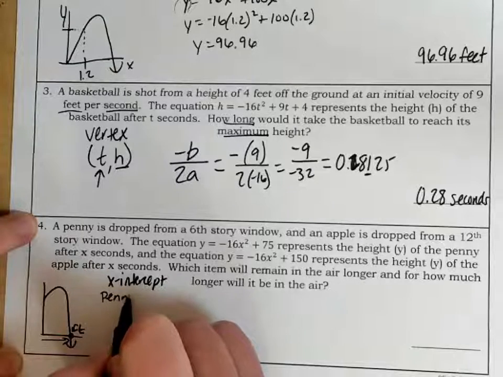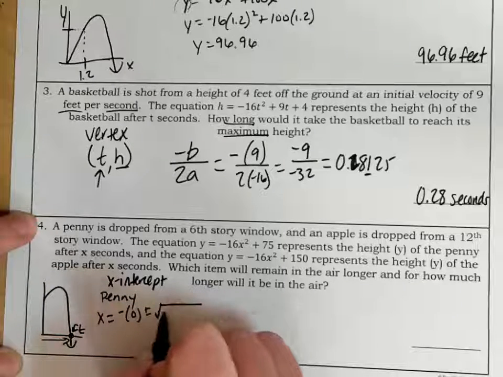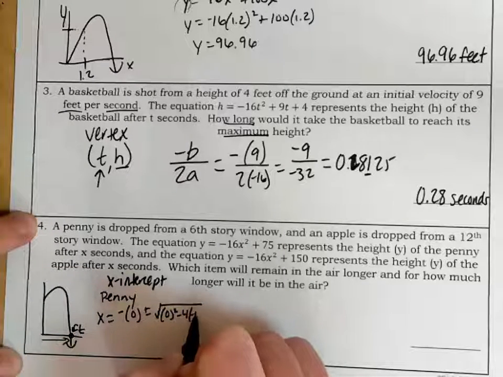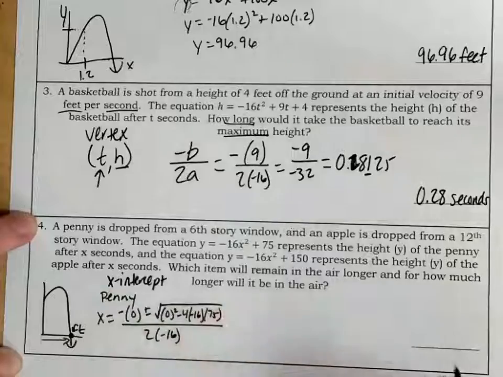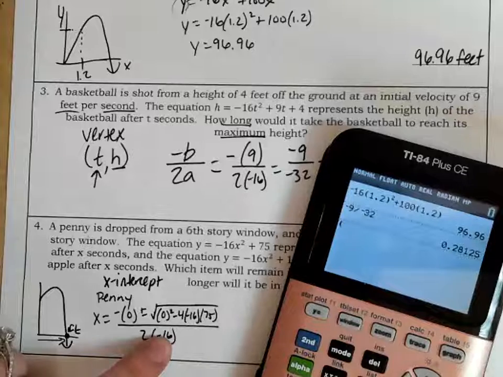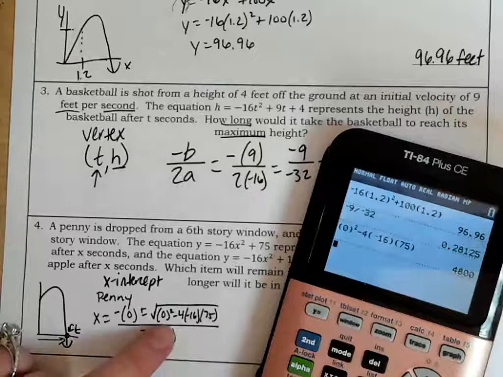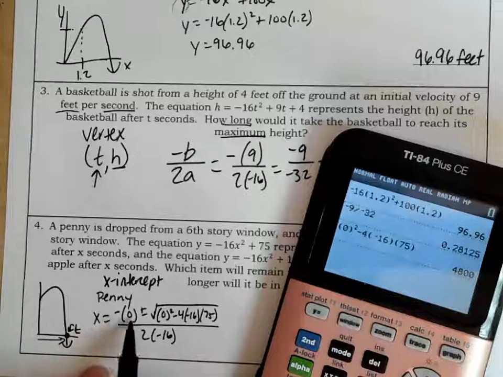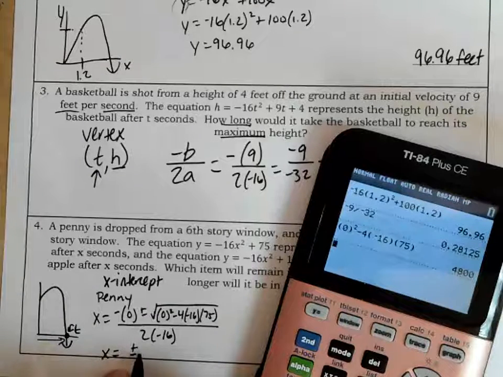So first off, we have the penny. So we have x is equal to negative 0 plus or minus the square root of 0 squared minus 4 times negative 16 times 75, divided by 2 times negative 16. All right, and so this does simplify. Under my radical symbol here, I have 0 squared minus 4 times negative 16 times 75. It's 4,800. This 0 is going to simplify. We'll have plus or minus the square root of 4,800 divided by negative 32.